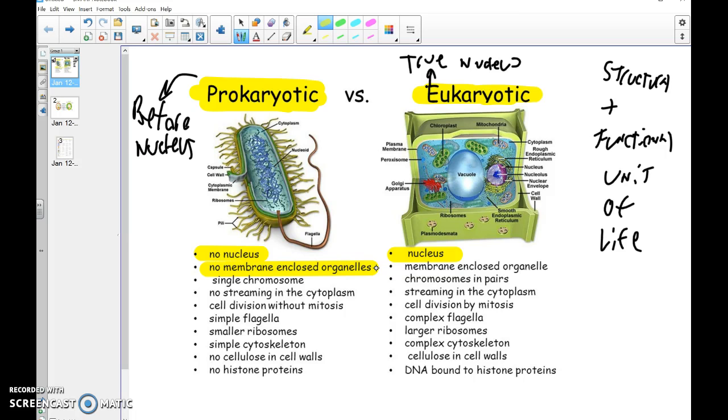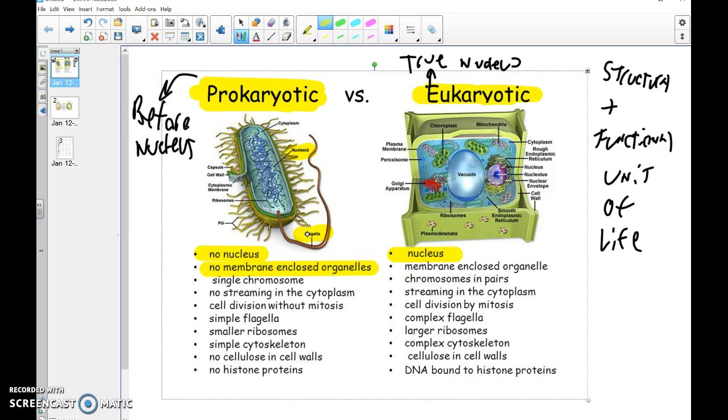The rest of these things are all individual structures you can see. Prokaryotic cells tend to have a single chromosome in this structure right here that we call a nucleoid. Streaming in the cytoplasm means that there are structures that move rapidly through it, and because they don't have a complex cytoskeleton, that's not really possible. They do not undergo mitosis for cell division. We'll get into that after midterms. They have simple flagella, which is the structure you can see right here, meaning that the cytoskeleton aspect of it is not as complex as that in eukaryotic cells.